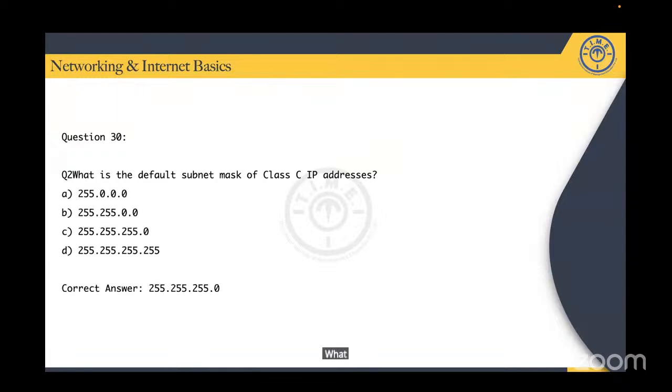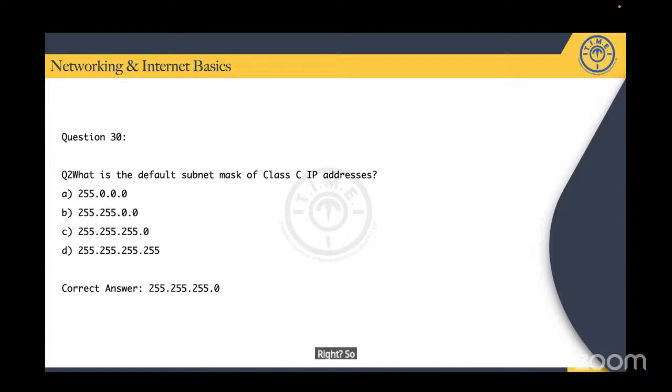What is the default subnet mask of class C IP addresses? If you open your network settings in Windows, you can see the subnet mask. The option is C, 255.255.255.0. Now, this is a very classic networking theory question, subnet mask. The default subnet masks are of three types: class A, class B, class C. This question comes under class C, right?